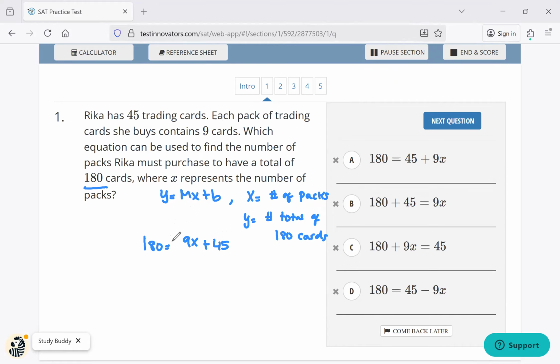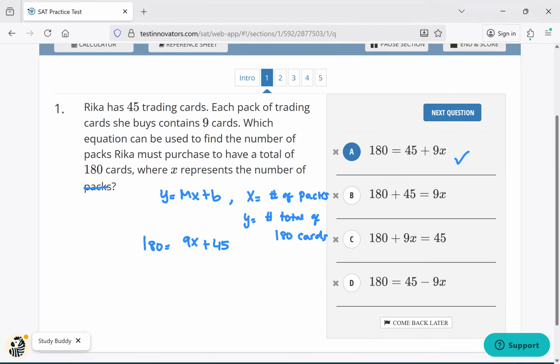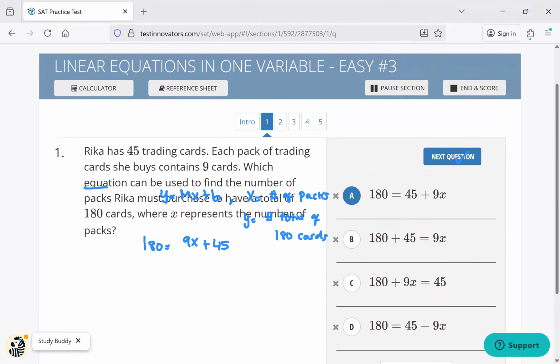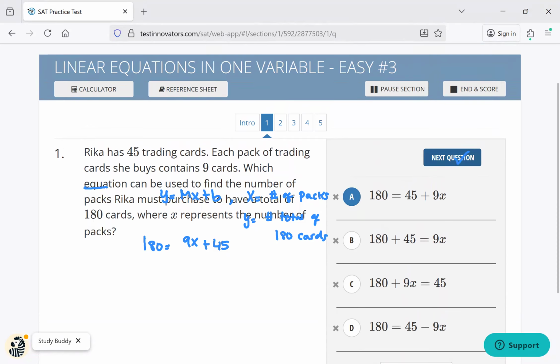So now we've got our equation. Now all we've got to do is, oh, that's it. So they're not asking you to solve for x, right? They just want the equation. So which of these is it? This one. 180 equals 9x plus 45. Okay. That one wasn't too bad.